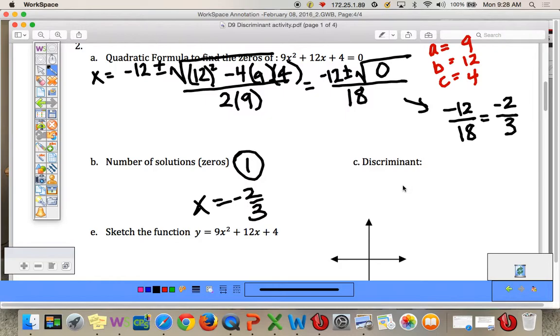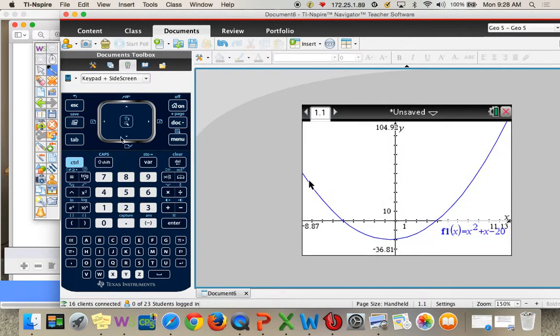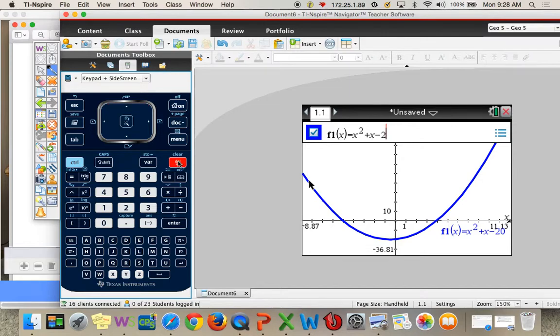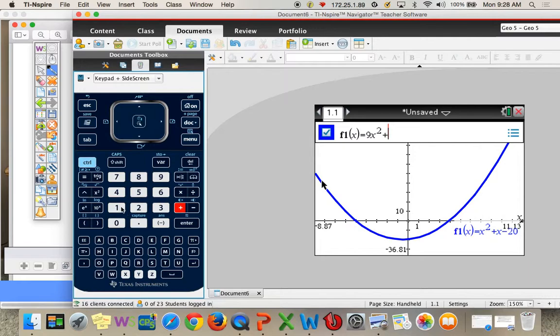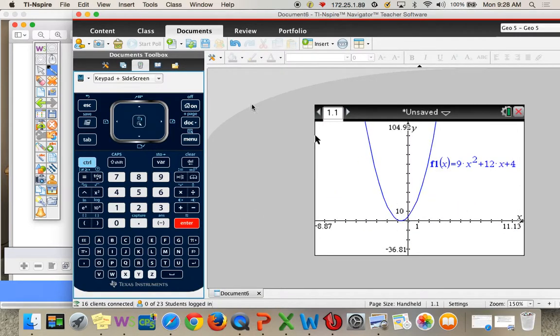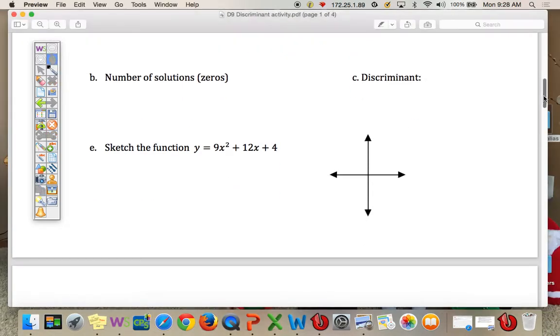Our discriminant is 0. And if we sketch the function, what does that look like? So let's go back to our graph. Let's hit tab, and it was 9x squared plus 12x plus 4, and we should have 1 zero at negative 2/3, and there it is, 1 zero at negative 2/3. So let's sketch that. Okay, let's try one more.